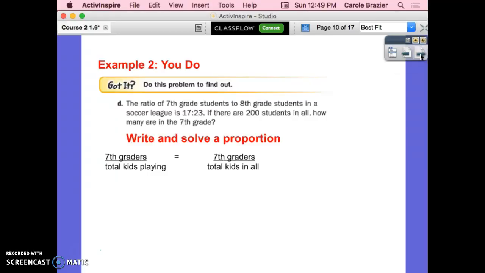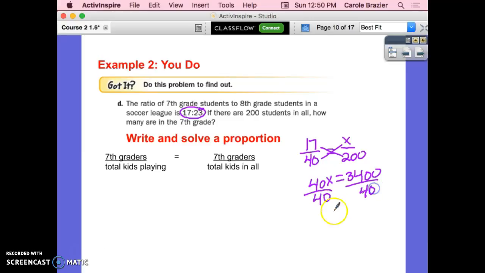Okay, welcome back. When you completed this, you should have had 17 over 40 because my total athletes are 40. I can't exclude my 8th graders. Okay? If 200 kids came out, I want to know how many 7th graders there were. So when you cross multiplied, you would have been left with 40x equals 3,400. You would have divided by 40, and when I divided by 40, x would equal 85. So there's going to be about 85 7th graders.